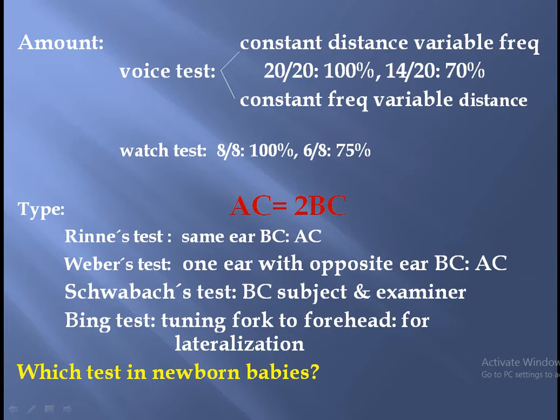We were discussing previously the hearing abnormalities. In part 1, I discussed how you are going to diagnose the amount of deafness through the voice test and watch test. To diagnose the exact type of deafness, we can have Rinne's test, Weber test, Schwabach test, and Bing test.